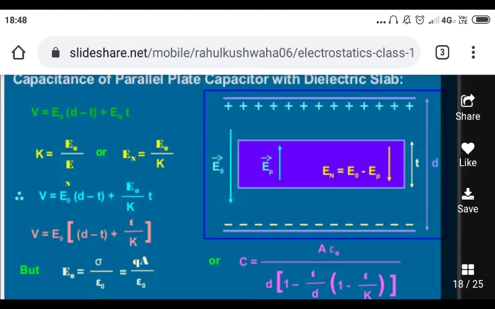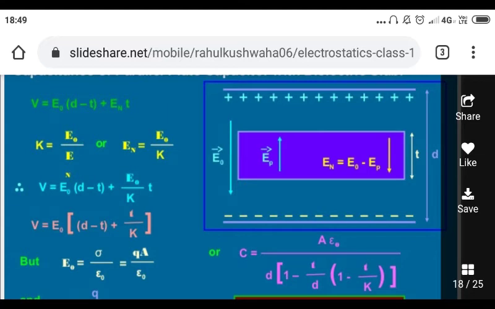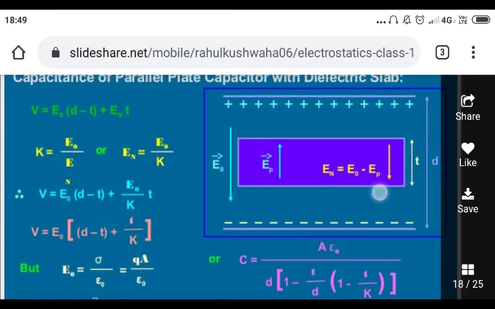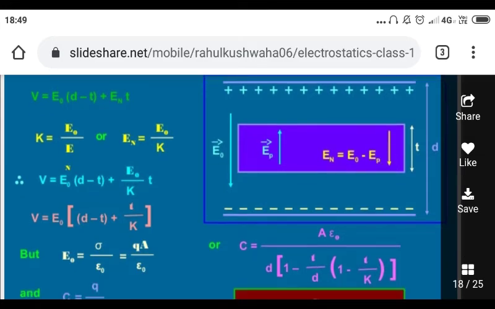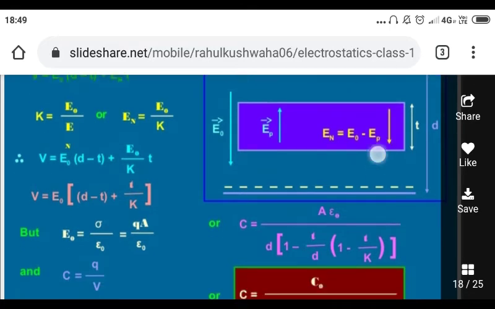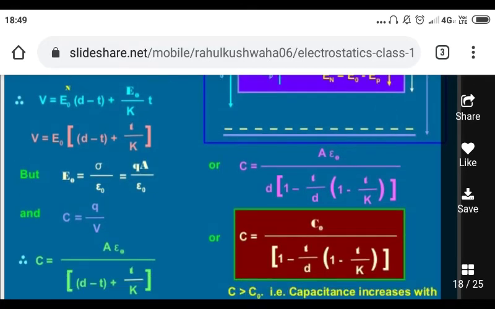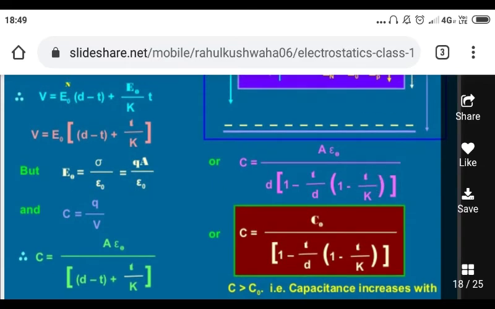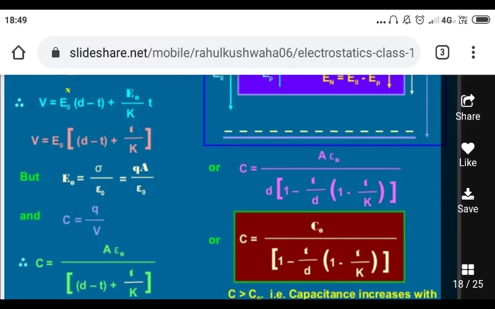V is equal to E0 (D minus T) plus E0 upon K into T. Why have we done it? So that we can take E0 common. After taking out E0, we get D minus T plus 1 upon K. This is the potential, and after getting the potential we can simply find the capacitance using the capacitance formula.